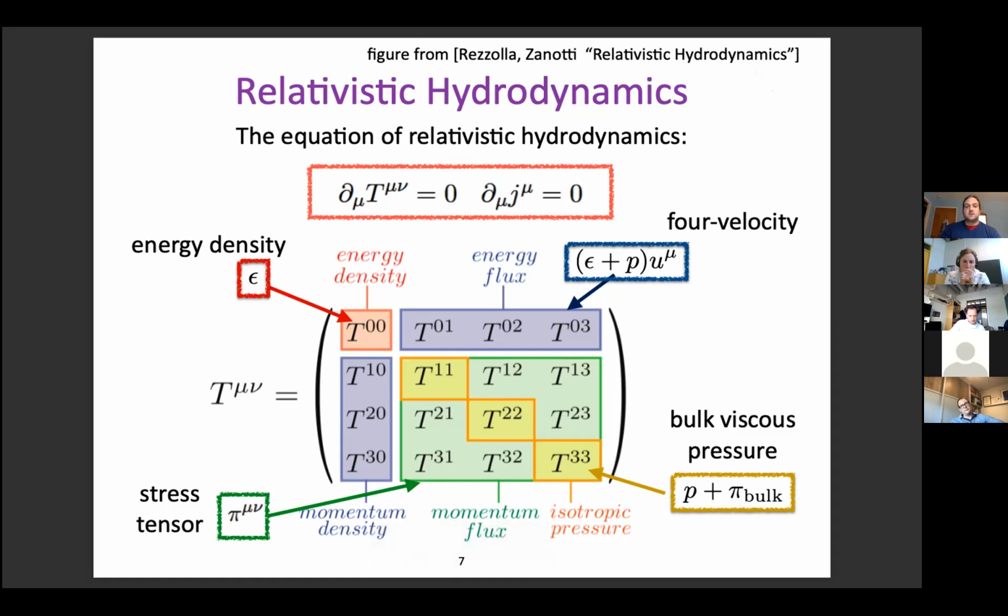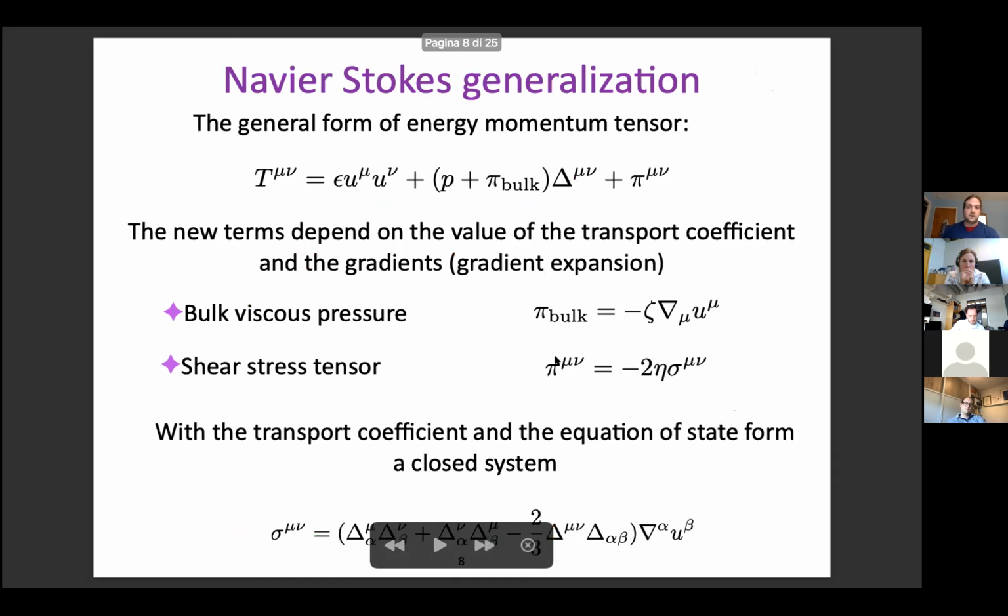Why are those quantities important? Because if you want to move away from ideal relativistic hydrodynamics, one needs to allow these objects in the energy momentum tensor to be different from zero. The generic structure that one can write is the following. We have the energy, then we have the pressure as before, but now we have these two other objects different from zero, pi bulk and pi mu nu. Clearly, this is a rather general decomposition of the energy momentum tensor, and in order to solve the equation, one needs to specify what these objects are.